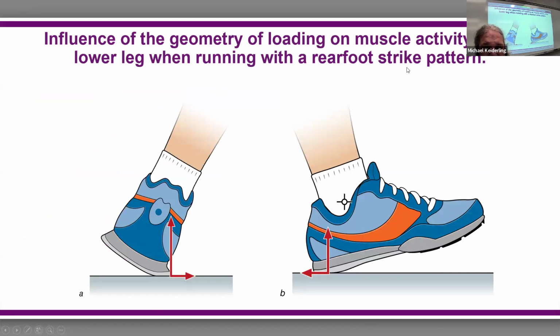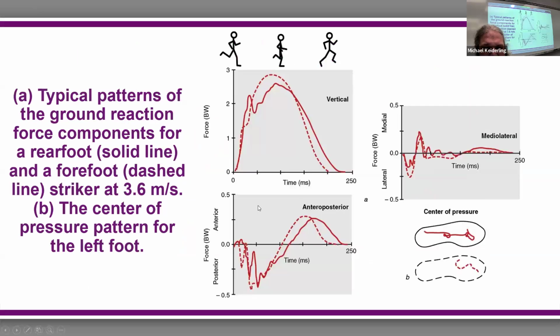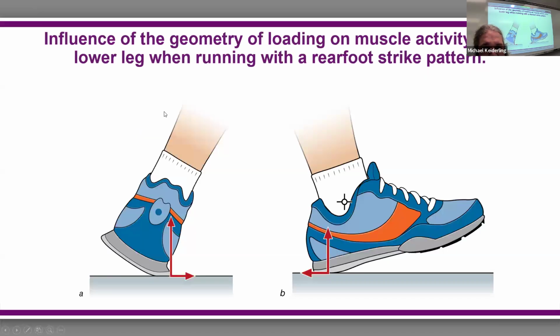So this is if you have a rear foot striker, if you strike at the rear of your foot as opposed to a forefoot striker, if you strike at the front of your foot when you're running. And the loading of a muscle activity in the lower leg when running with a rear foot strike pattern, you can see here with geometry. If you strike on the edge of your foot, you get this effect here, and that can be affected by the thickness of your soles and things like that. So that can have an effect on the potential for injury risk.